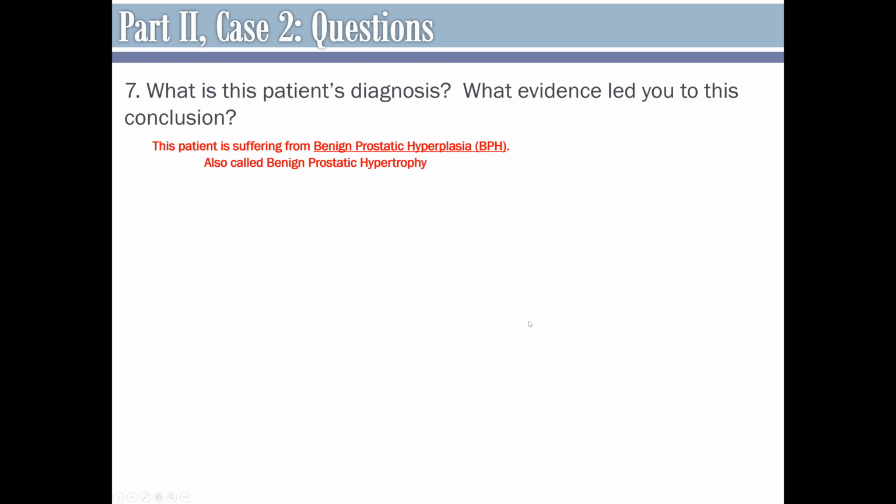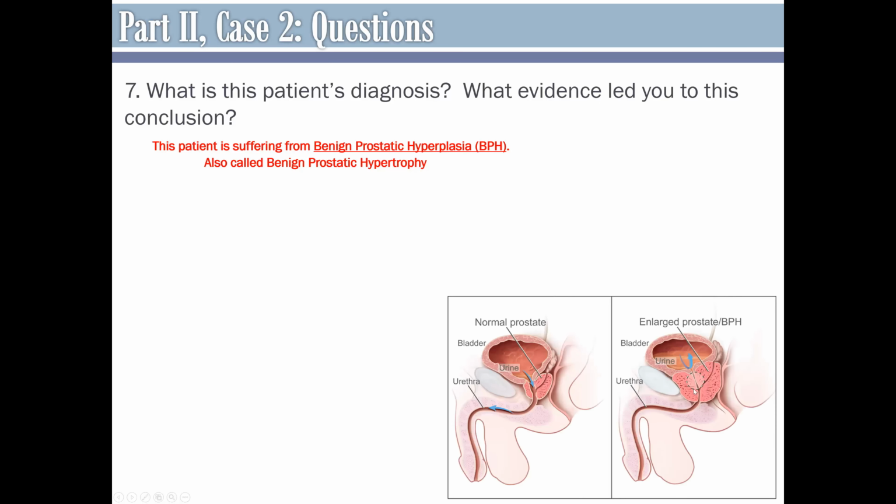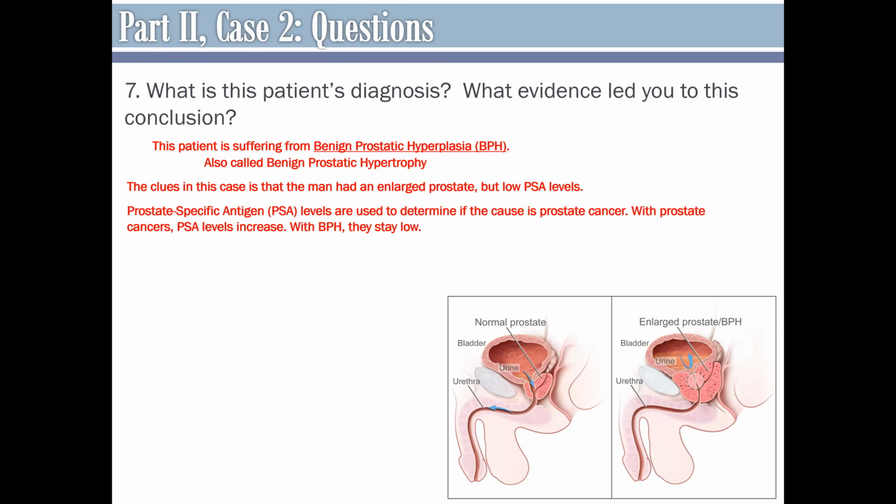So this patient is suffering from benign prostatic hyperplasia, or BPH, also called benign prostatic hypertrophy. So this is what it looks like. It would be an increased or enlarged prostate that can close off the prostatic urethra and block the flow of urine. So the clue in this case is that the man had an enlarged prostate, but he had low PSA levels. Prostate-specific antigen, or PSA levels, are used to determine if the cause is prostate cancer. With prostate cancers, PSA levels increase, and with BPH, they stay low.